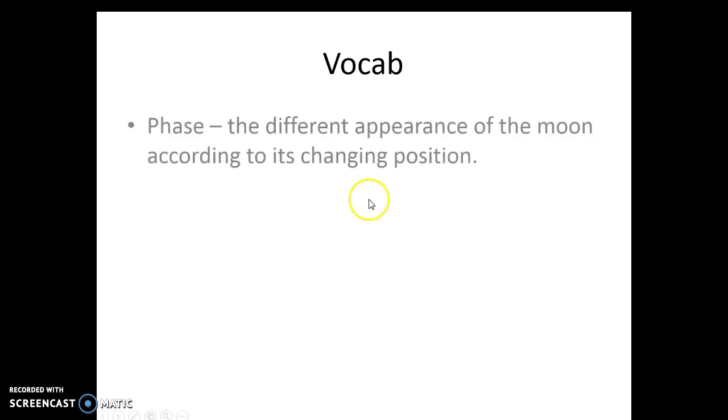Before we can start using the models and talking about the moon, it's important that you have certain vocabulary. Remember that scientists use words in a particular way to represent information that may be different than the way that you see these words in other parts of your life. So it's important that you understand the science-based vocabulary words here.